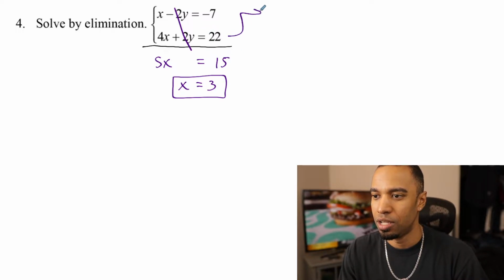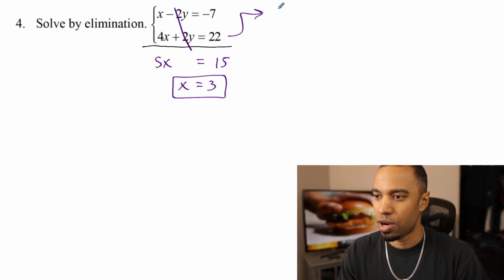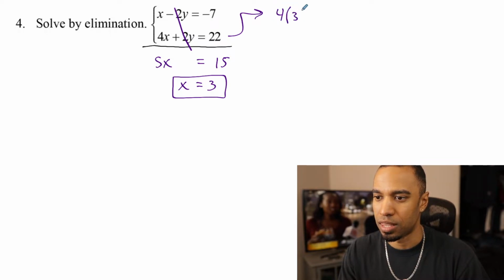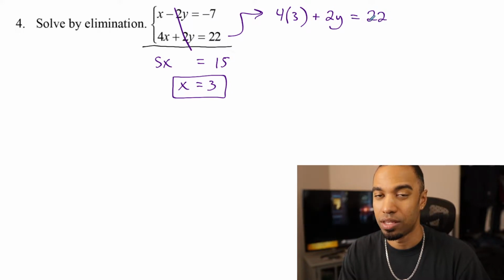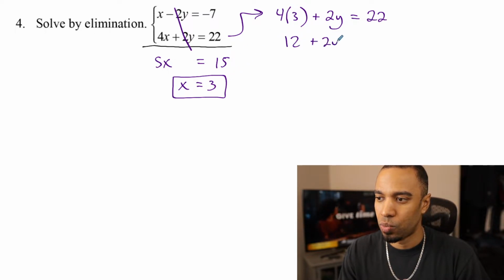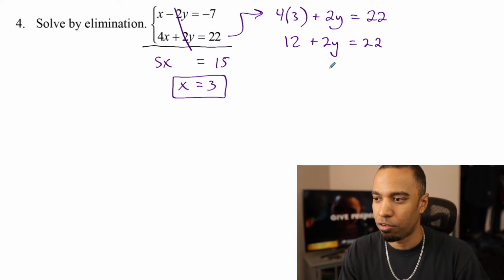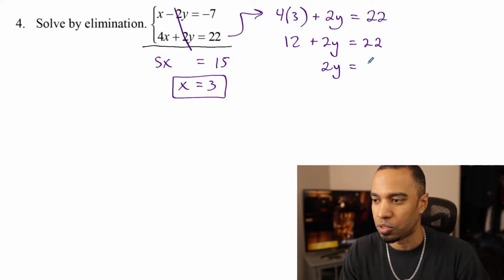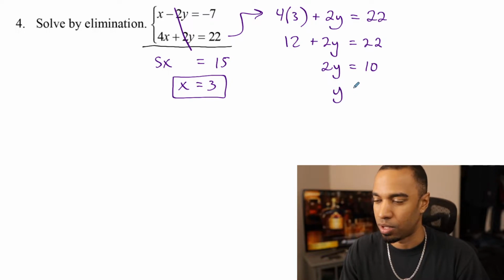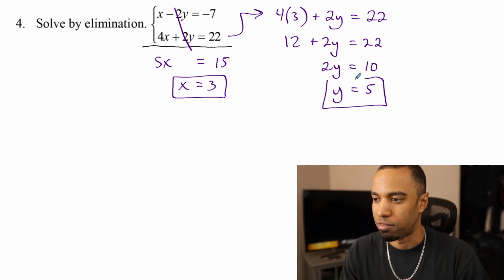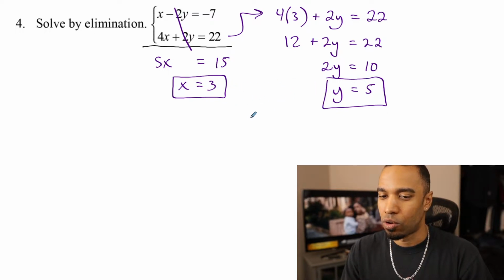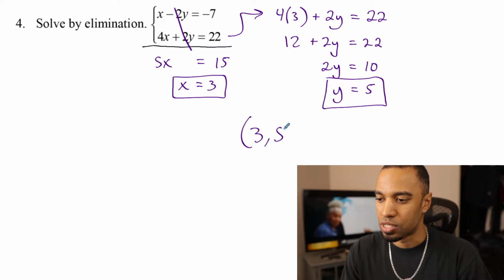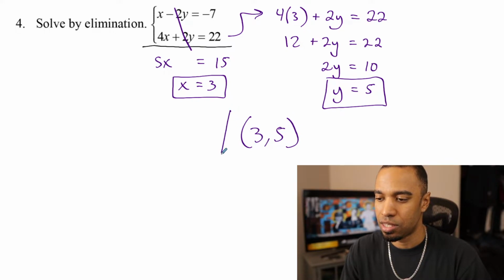I'm going to use the bottom equation. If you can tell what equations I tend to use, either I use equations with smaller numbers, which this one's not the case, or the ones with more positives when I am able to, which in this case was the case. Substitute 3 for x. 4 times 3 is 12. 12 plus 2y equals 22. Subtract 12 from both sides. I'm going to get 2y equals 10. Divide both sides by 2. I'm going to get y equals 5. So I have an ordered pair of 3, 5 as my solution set. That is not the only way to solve the problem, but that is indeed the fastest way.